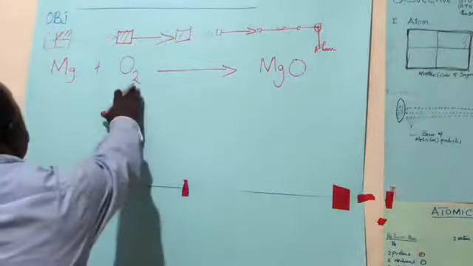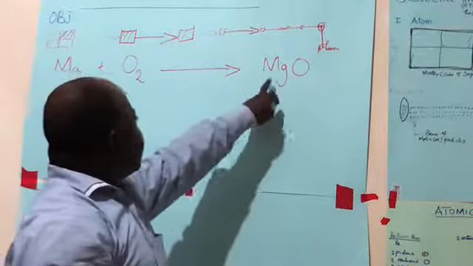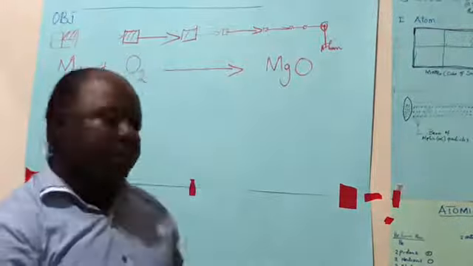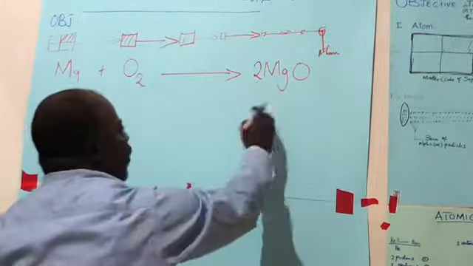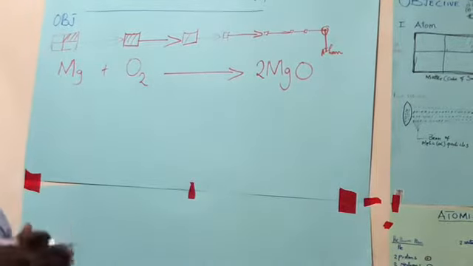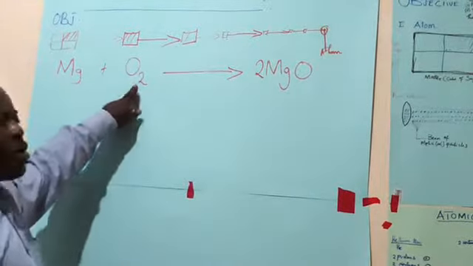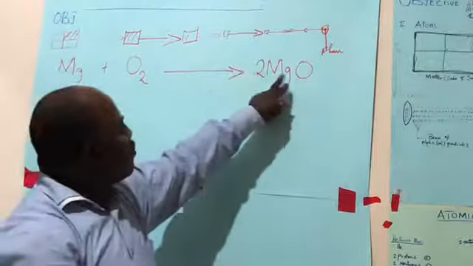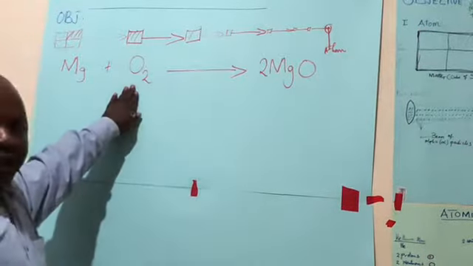There are two atoms of oxygen here, and here there's only one atom of oxygen. What do we do? We need to add a 2 in front to balance the equation. We don't balance it from the subscript, we add in front. Now we have 2 atoms of oxygen on this side and 2 atoms of oxygen on the other side. The equation is balanced for oxygen atoms.